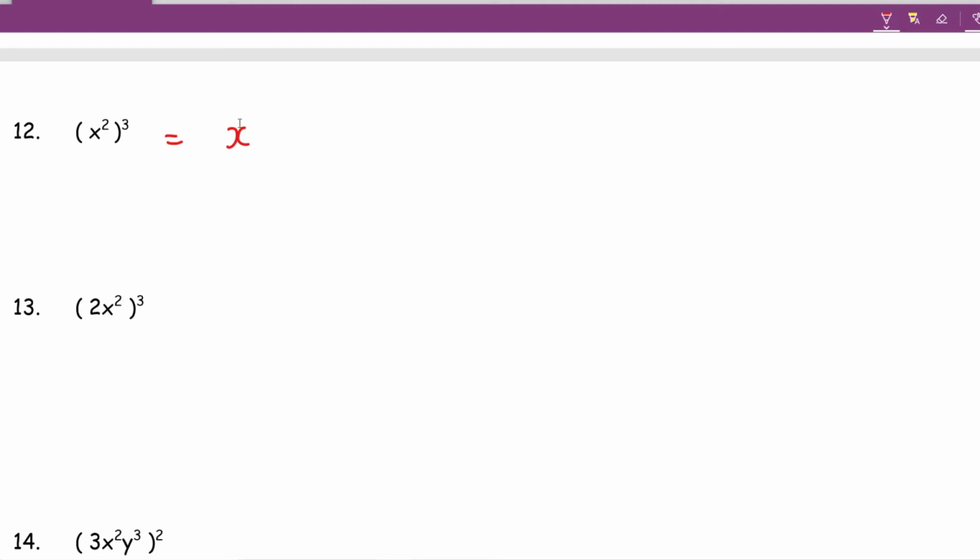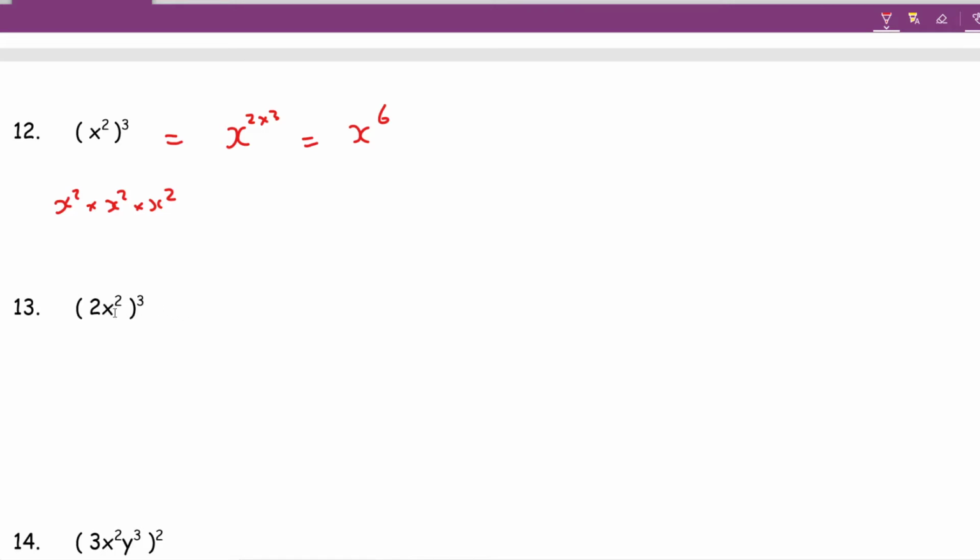So x is 2 times 3, which gives me x to the power 6. Now the reason why this happens is this is being cubed. Cubed means x squared times x squared times x squared, and then that second rule comes in where if you times them, we add the powers. So 2 plus 2 plus 2 is 6. So you've got 3 lots of those 2s. You're better off just timesing them straight away.